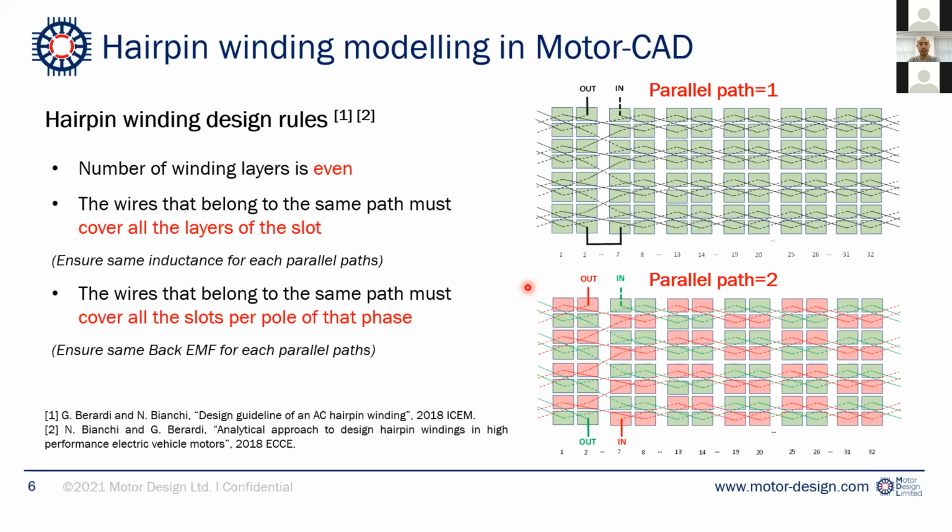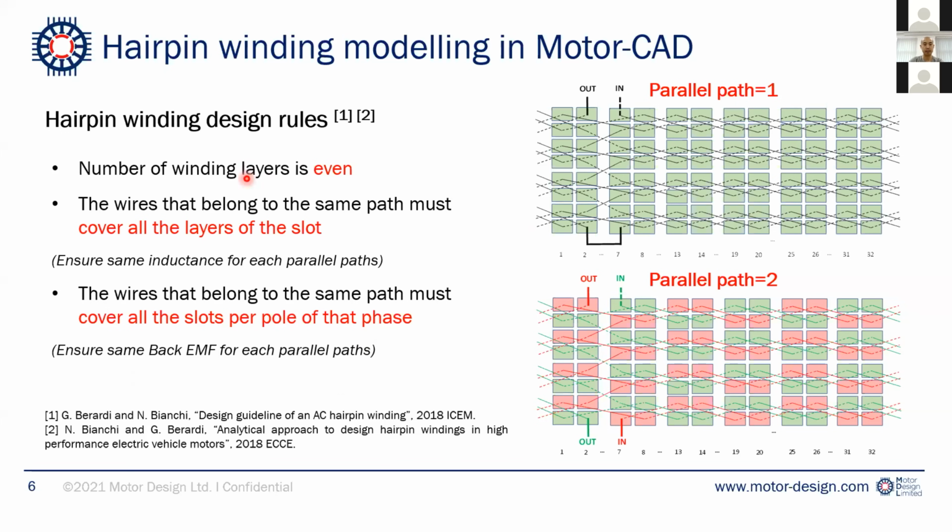Talking about the design of hairpin windings, we have to follow some specific hairpin winding design rules. The first one: the number of winding layers should be even, and the wires that belong to the same path must cover all the layers of the slot. That is to ensure the same inductance for each parallel path. And the wires that belong to the same path must cover all the slots per pole of that phase. That is to ensure the same back EMF for each parallel path.